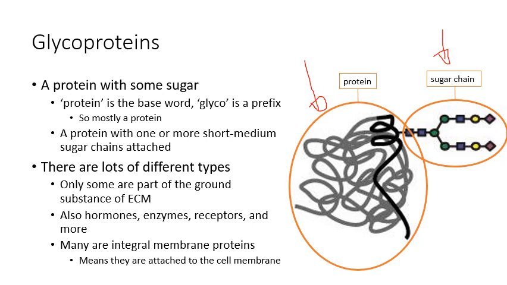Inside the cell you have enzymes and receptors and hormones that are glycoproteins. It's very common. Also outside the cell in the extracellular matrix, you can have glycoproteins making up part of some protein fibers. So it's a class of molecule that has a great diversity and is found in many locations. But for our purposes, the type of glycoprotein in the ground substance of the extracellular matrix that you would want to remember is the cellular adhesion molecule.